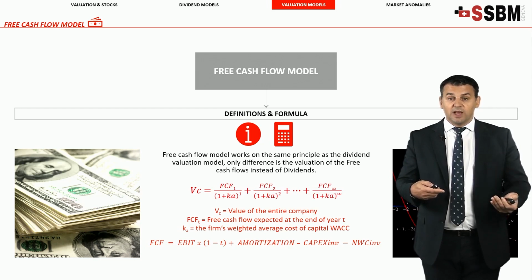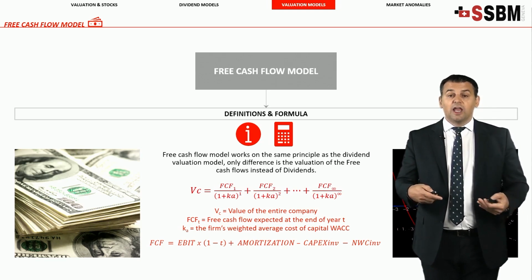CAPEX, you find it in the balance sheet, net working capital in the balance sheet on up to 1 year, amortization from the P&L, and EBIT from the P&L as well. You put it all together, you see here that you have operating activities, EBIT, amortization, net working capital up to 1 year, and investment activities, CAPEX is here.